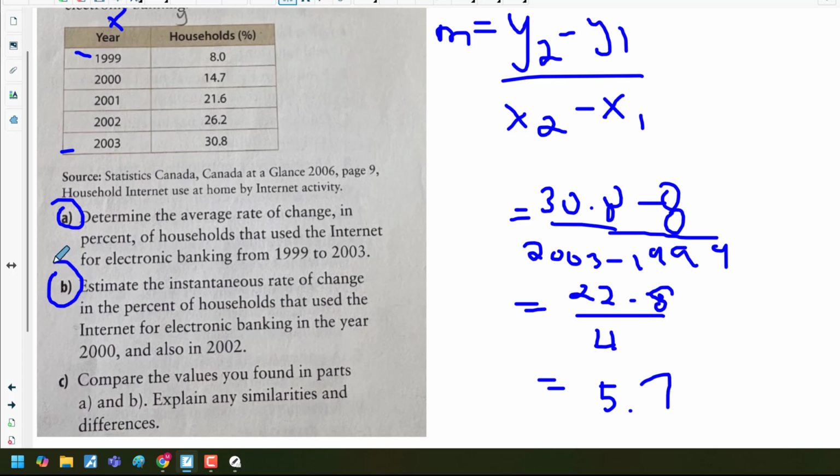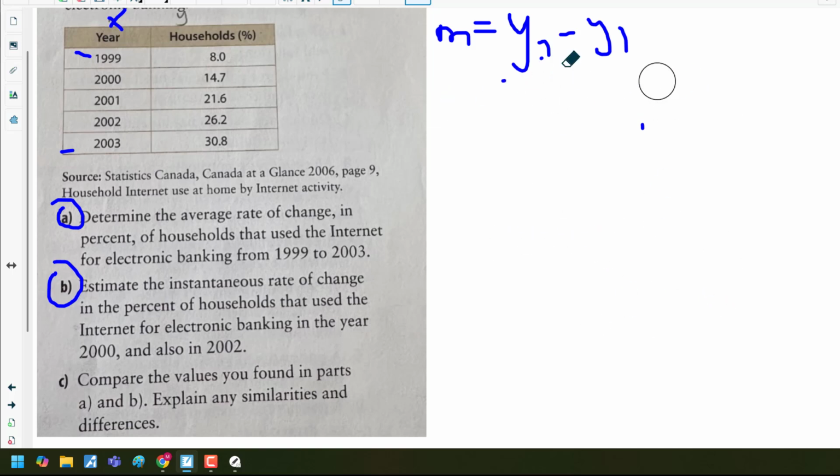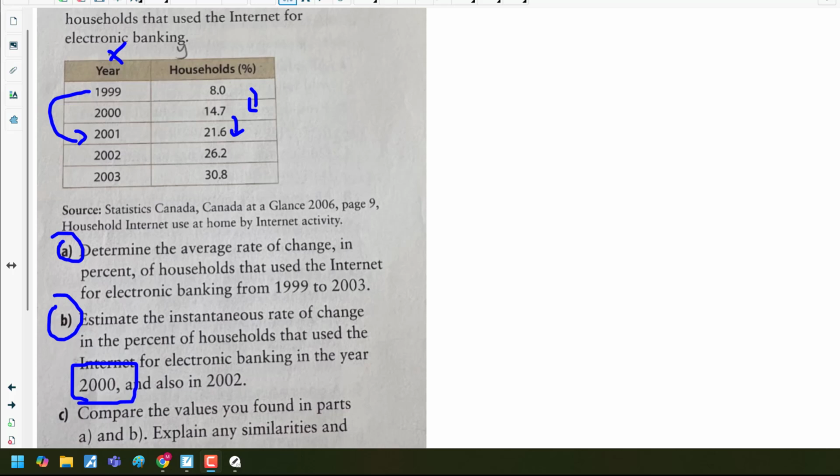What about B though? This is more difficult. Estimate the instantaneous rate of change in the percent of households that use the internet for electronic banking in the year 2000 and also in 2002. So what did your teacher teach you on how to do instantaneous rate of change? What techniques or methods did your teacher teach you? Okay, fine. So yeah, let's take the average from 1999 and 2001. So go ahead and do that. It's just slope, basically.